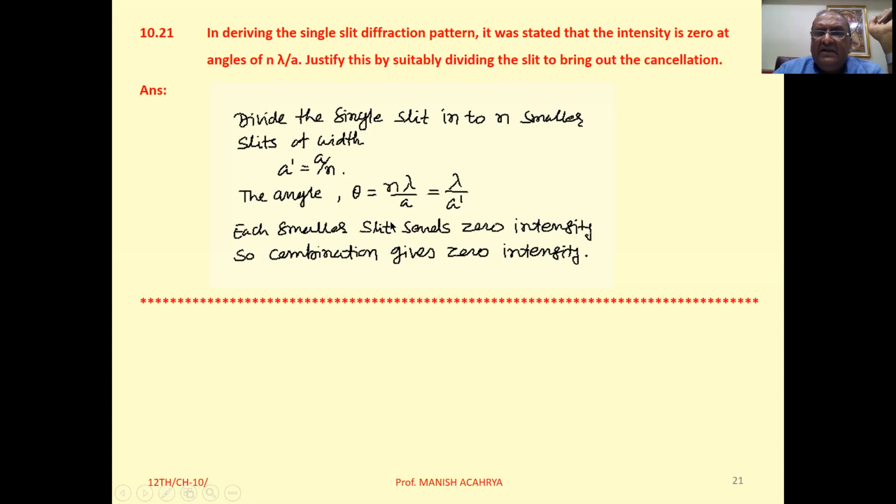So now the angle, we can write theta equal to n lambda by a. Here a by n is a dash. So we can write the angle theta for one slit, or the angular width for one tiny slit, as lambda by a dash. Now if each smaller slit gives you zero intensity, then the combination of all will give you zero intensity. Very simple thing. Clear?